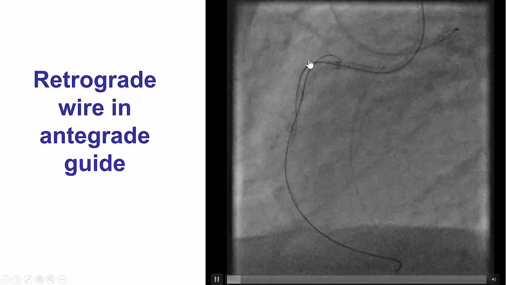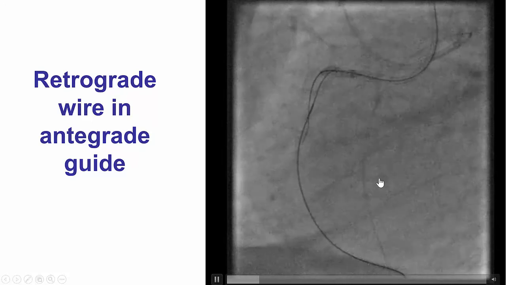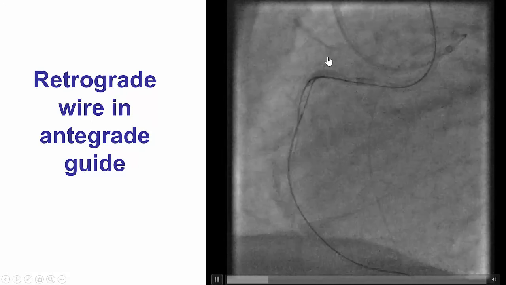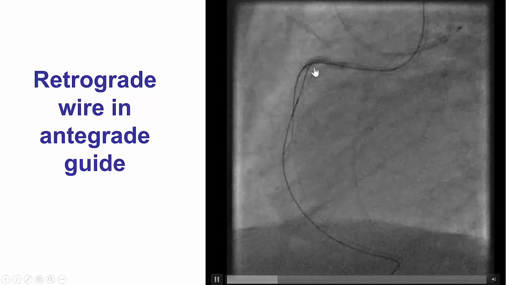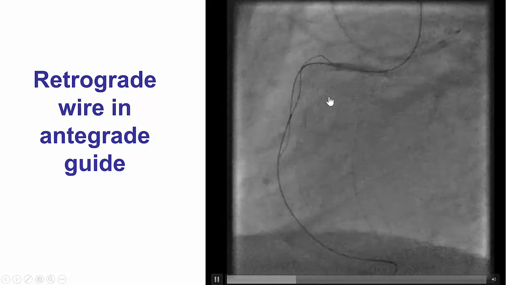Then we did essentially a modified reverse CART. The retrograde guidewire was advanced. The Antegrade balloon was inflated, deflated, retracted back. In a way, this is the drafting technique of Mauro Carlino's.